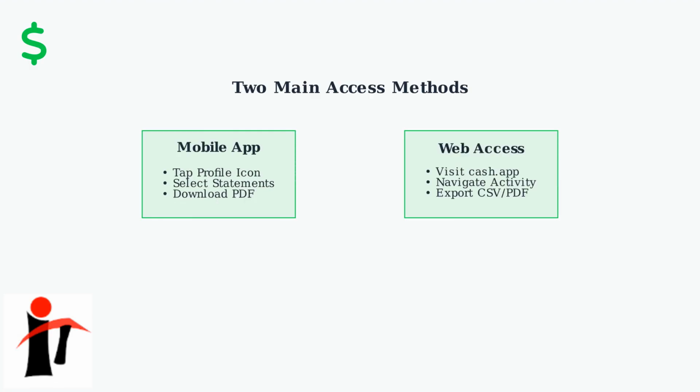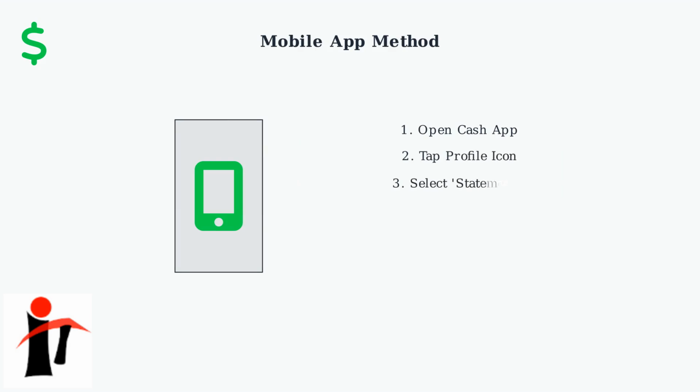You can use the mobile app for quick PDF downloads or access the web version at cash.app for more detailed export options. The mobile app method is the quickest way to access your statements.